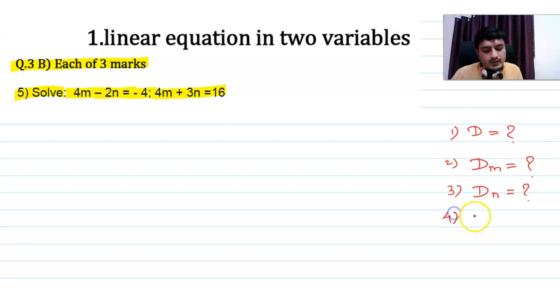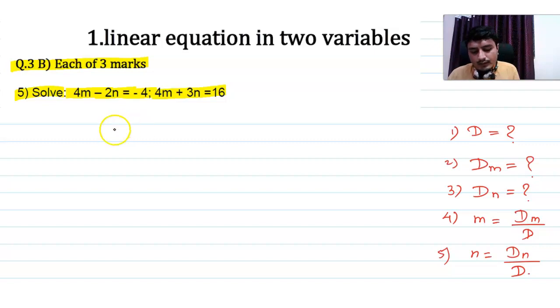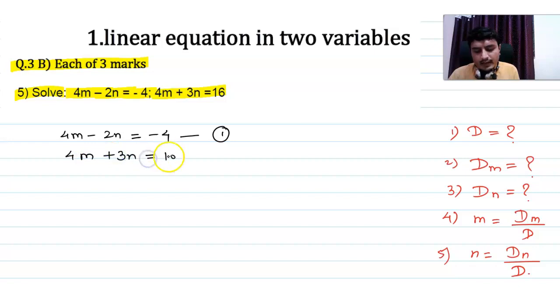And the fourth step, to evaluate the value of m, as per Cramer's rule we have Dm divided by D. And the fifth step, to evaluate the value of variable n, as per Cramer's rule we have Dn divided by D. Now let us write down the equations one after the other. We have 4m minus 2n equals minus 4, called equation number 1, while the other equation is 4m plus 3n equals 16, called equation number 2.